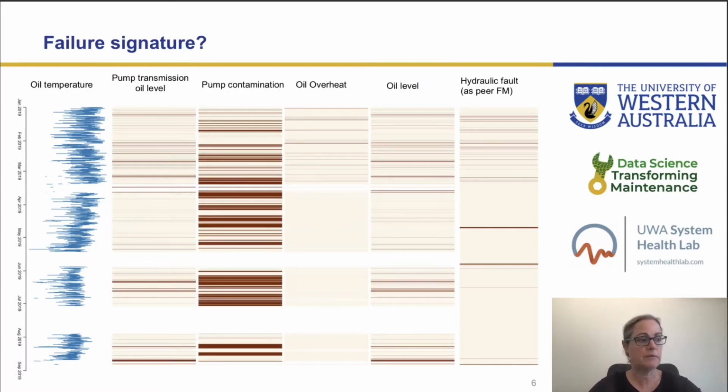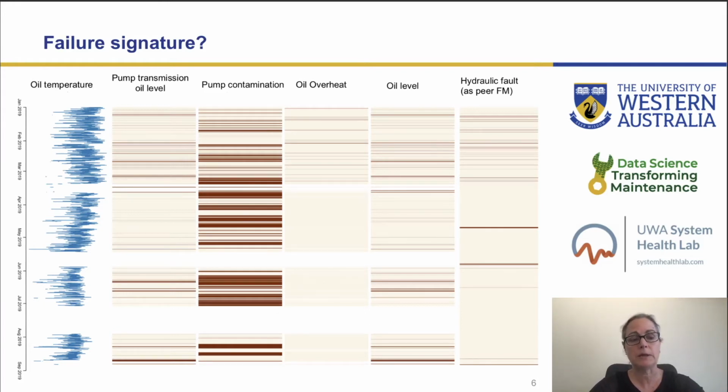This figure shows 9 months of data for the hydraulic system on one of the excavators. On the left, shown in blue, is data for the oil temperature sensor, and there are 4 alarms: pump transmission oil level alarm, pump contamination, an oil overheat, and an oil level alarm. On the right is the status of the operator-entered hydraulic fault condition. What I want you to notice is how very difficult it is to visually see any patterns in the first 5 columns with the response variable or hydraulic fault condition on the right-hand side.